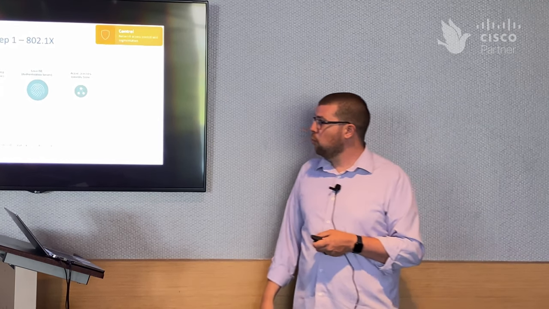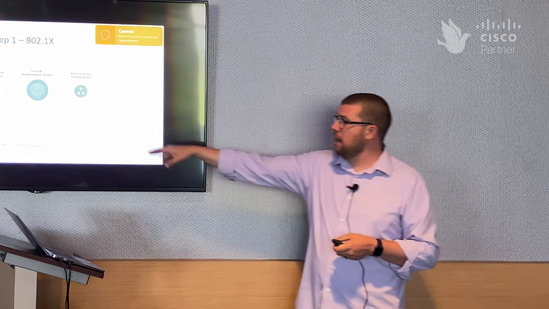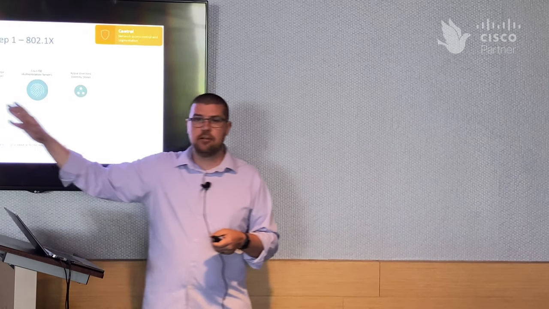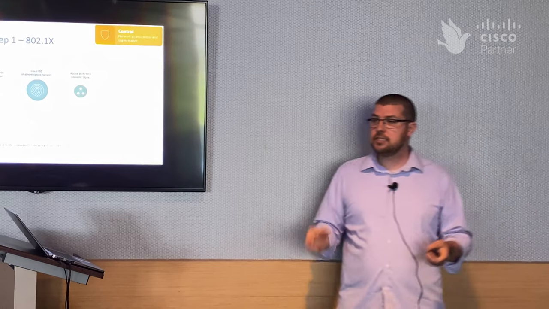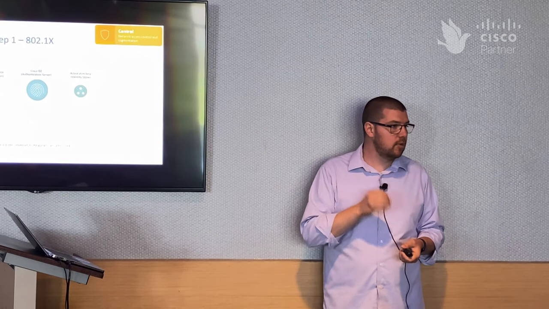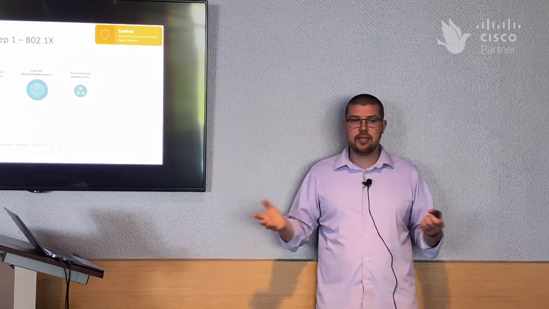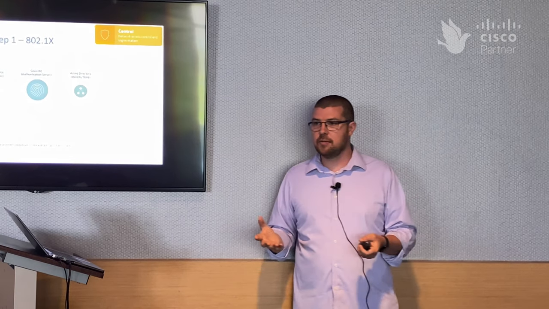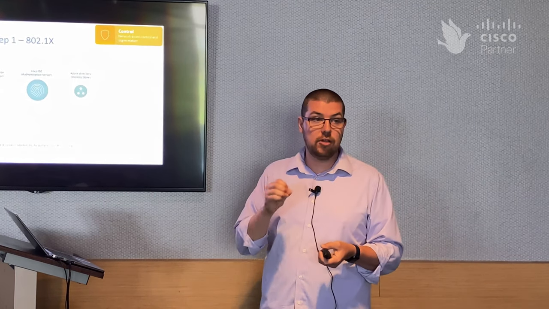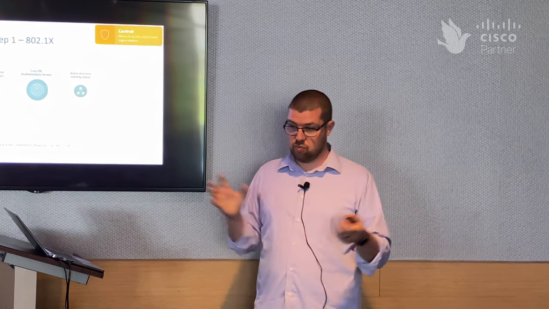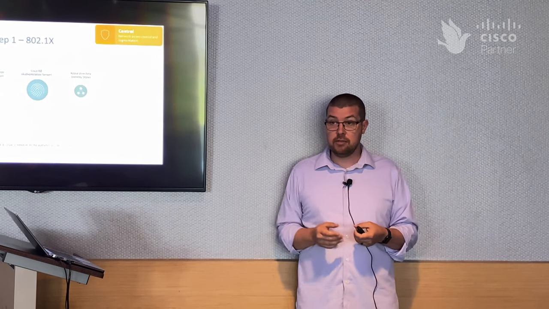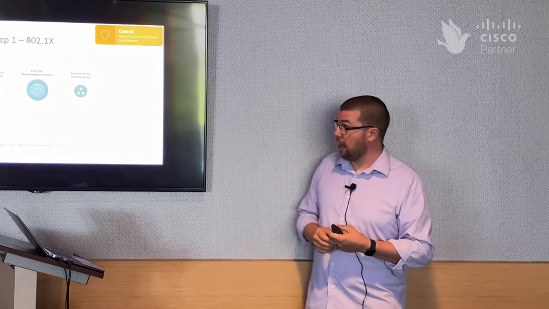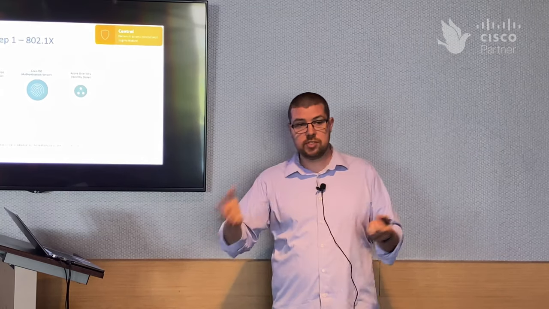So for step one, I've got my endpoint here, and you can see a little tag underneath that. Hopefully you guys can see it in the back. That says supplicant. This is just a little software package that is running on the endpoint. Any kind of modern operating system has a supplicant running on it. Sometimes we run into little IoT devices that do not have a supplicant, and we've got some workarounds for that. But in general, let's say it's a Windows laptop.